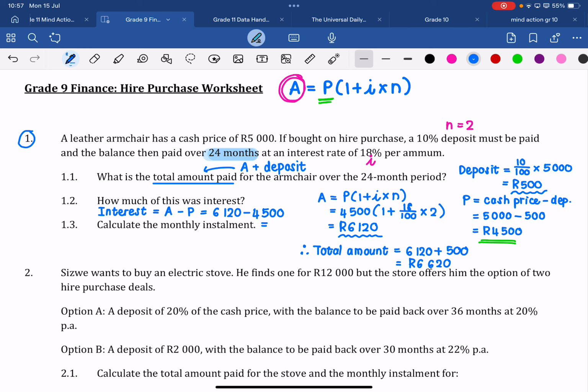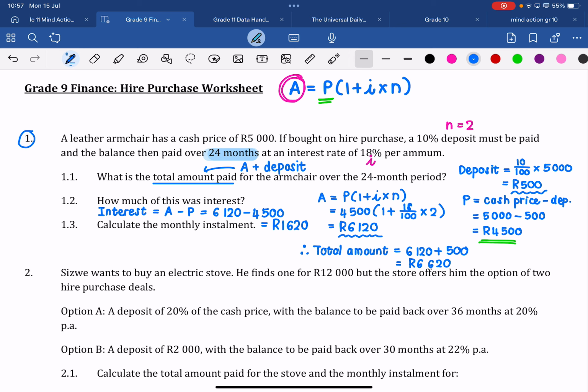Could you maybe go back one slide? Okay, I'll go there now, yeah? What's this answer, guys? I lost my train of thought now. 1,620 Rand. Okay, so that is the answer for the interest. That is the amount of interest that this person would have to pay for this armchair.